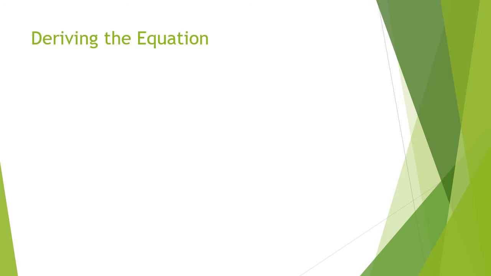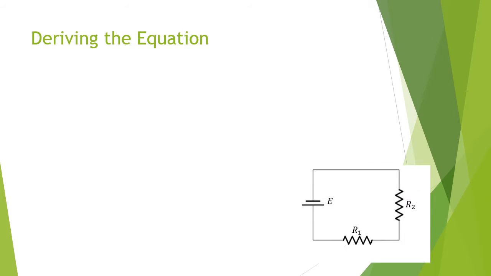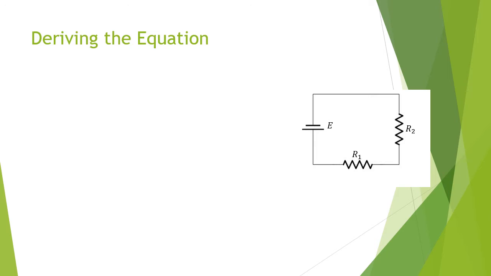Now, we're going to derive the equation for the voltage divider rule. It's going to be pretty simple, we only have to use Ohm's law, so nothing too crazy. We apply Ohm's law, which is just V equals IR, over the whole circuit. So E, the source voltage, is equal to I, which is constant because it's a series circuit, times the total resistance, R1 plus R2. Then we solve for I, and we get E divided by R1 plus R2.